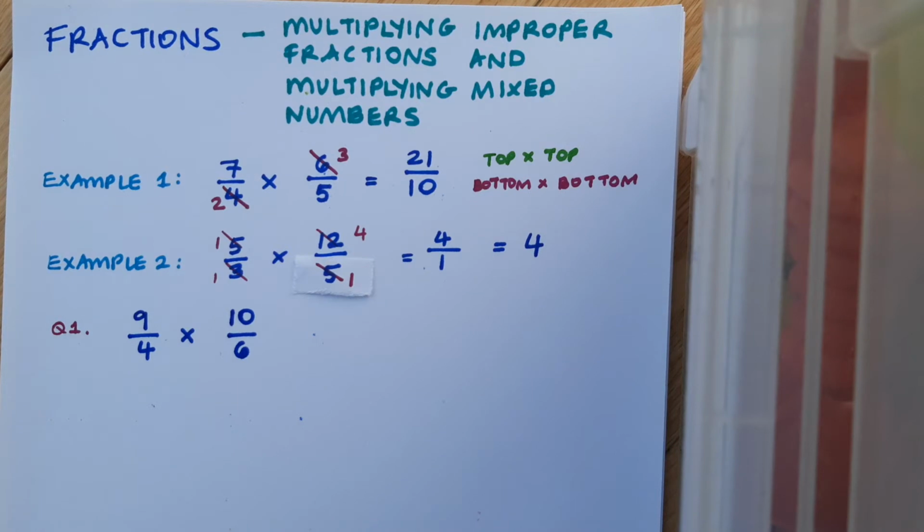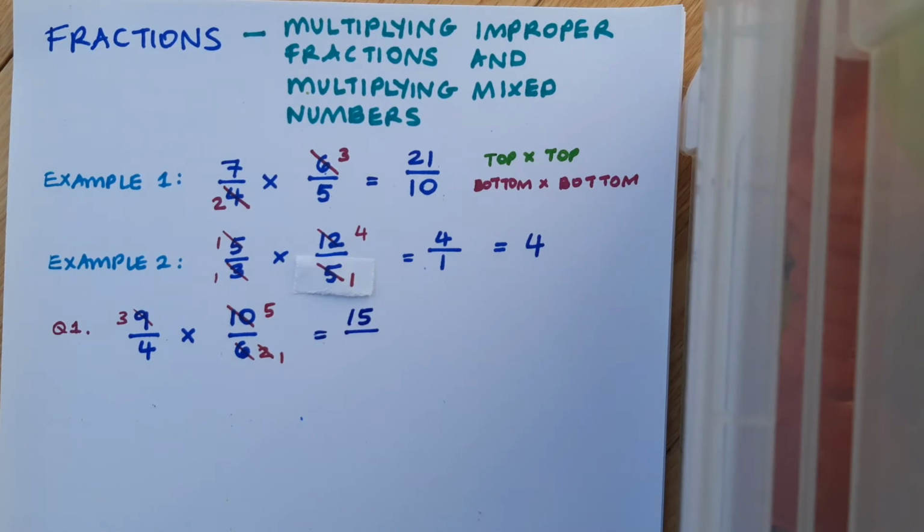Okay, so first let's look for the cancelling opportunities. 9 and 6 definitely share a factor. That's 3, and 3 goes into 9 3 times, and 3 goes into 6 twice. Is there anything else I can cancel? Well, yeah, definitely this 2 and this 10 share a factor, don't they? So 2 into 2 goes once, and 2 into 10 goes 5 times. And now I think I've cancelled everything that I can, so I'll just multiply. Again, top by top, bottom by bottom, and that's giving me 15 over 4.